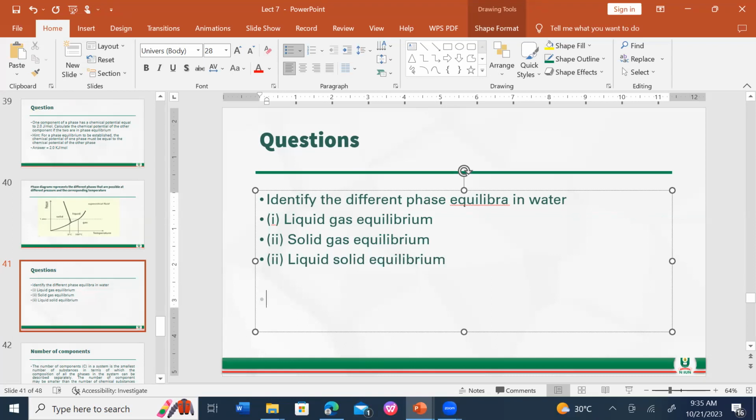Then the last one, that was number 3. Number 4, the last one is solid, liquid, gas equilibrium. And this is what we call triple point.